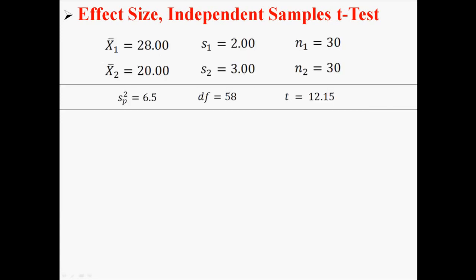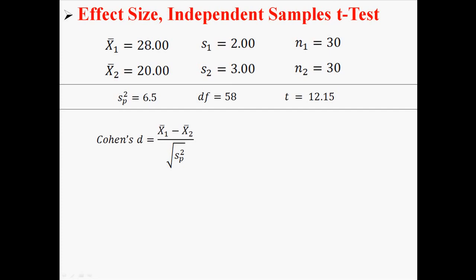So here is some sample data that I've already run a t-test on. I have the mean, standard deviation, sample size, degrees of freedom, and t. It's already all there. So we're going to use this information to calculate effect size. First of all, we're going to use Cohen's d to find effect size.